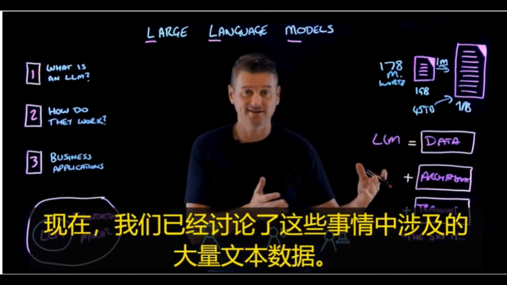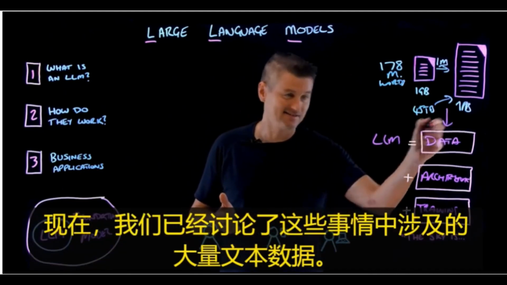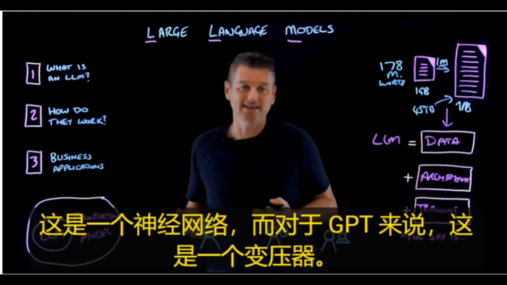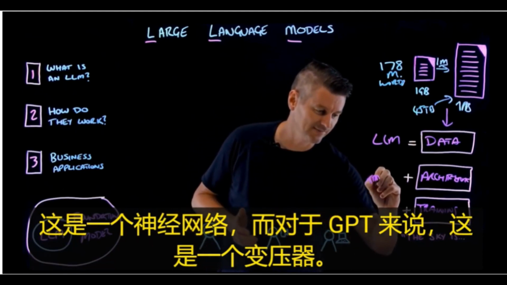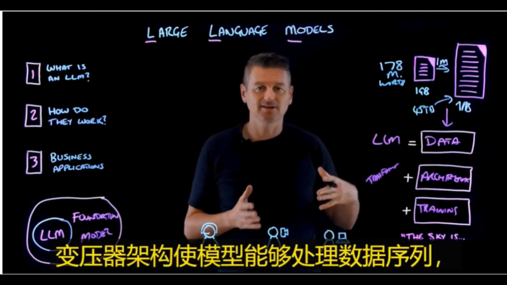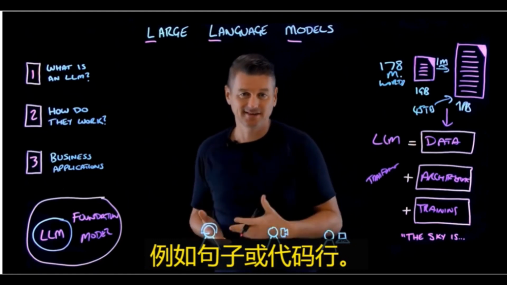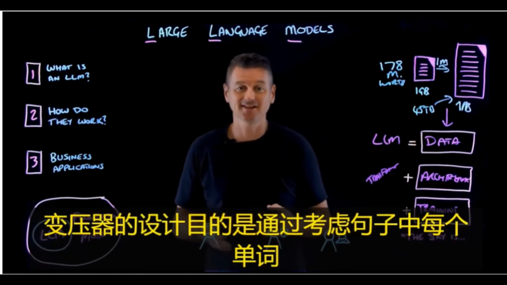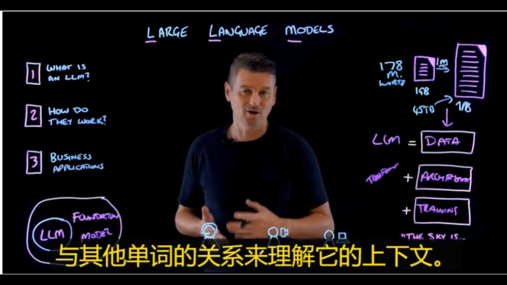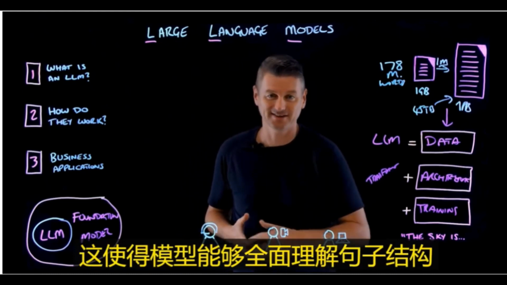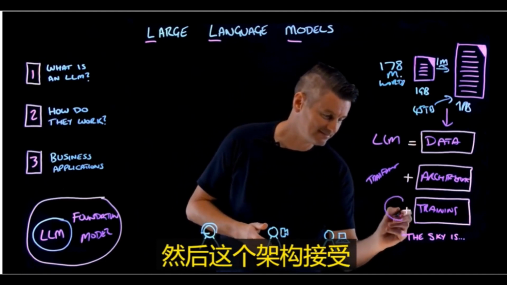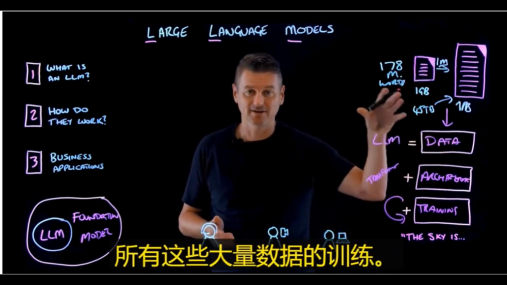Now, we've already discussed the enormous amounts of text data that goes into these things. As for the architecture, this is a neural network, and for GPT, that is a transformer. The transformer architecture enables the model to handle sequences of data like sentences or lines of code. Transformers are designed to understand the context of each word in a sentence by considering it in relation to every other word. This allows the model to build a comprehensive understanding of the sentence structure and the meaning of the words within it. And then this architecture is trained on all of this large amount of data.